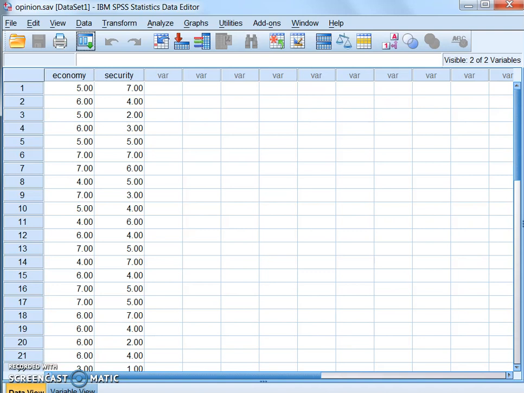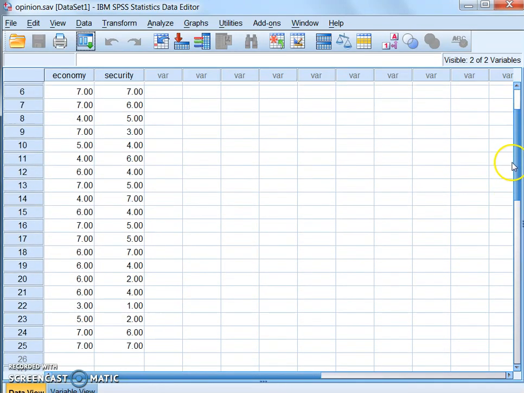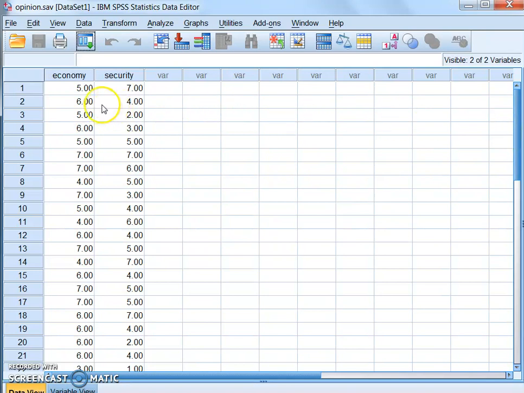So let's see how to perform the analysis in SPSS. I've got loaded up here the opinion.sav dataset that's included with the assignment for Chapter 7. You can see I've got a number of participants. If I scroll down, you can see that there's 25 total. And then we've got the scores on two items, one about their level of concern about the economy, and a second item about the level of concern about national security.